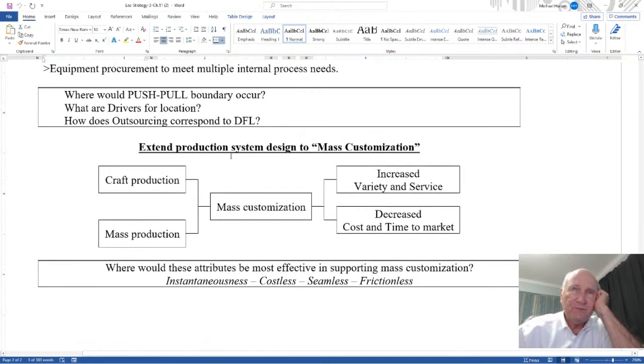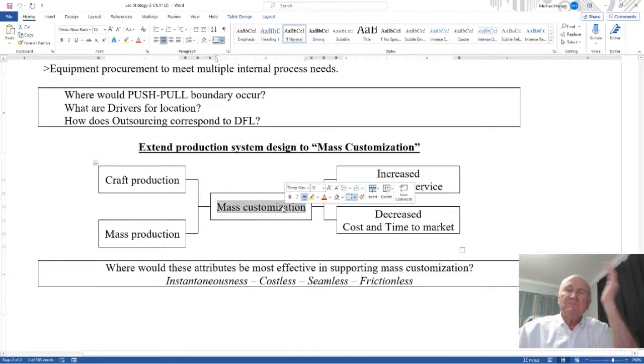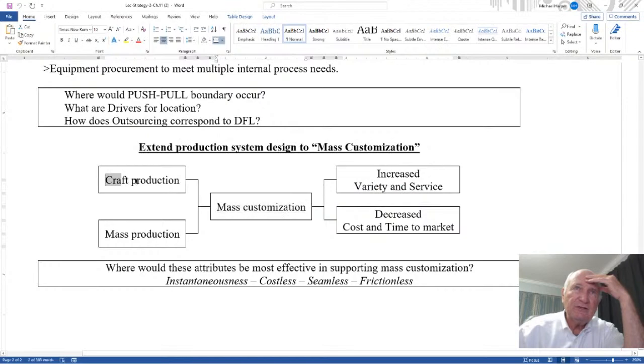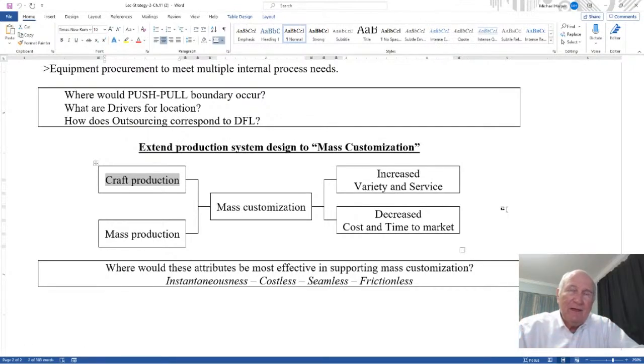Okay. Finally, when you have an extended product system design, you can have something called mass customization. Well, 100, 200 years ago, production was craft. Craft was someone handmade your furniture. They handmade your clothing. It was craft production. And then at the beginning of last century, the Industrial Revolution, we had mass production. So this was customized design. This was more standardized design.